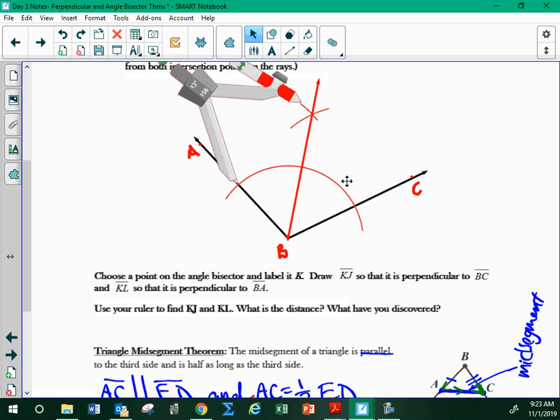Now, this next part, we haven't yet learned how to do a perpendicular from a point not on the line. So we're not going to construct that distance, we're just going to approximately calculate it. Let's read what it says. Our angle bisector theorem says I can put a point anywhere on here, and it'll be the same distance from the side. So we're not measuring from the point to A and C. We don't use A and C in our construction at all. We're just going to measure the distance to the sides. It says choose a point and label it K. So go ahead and do that.